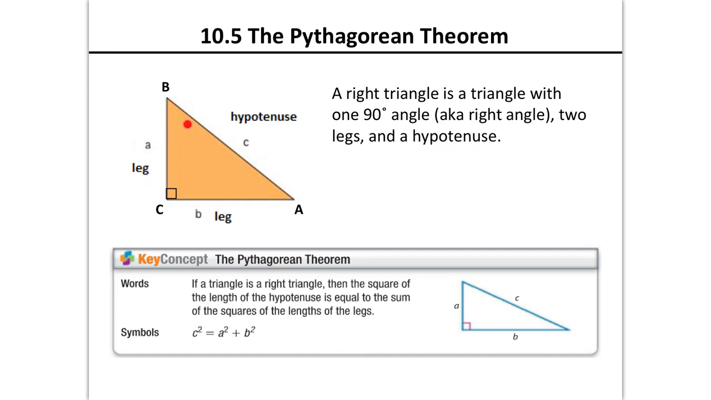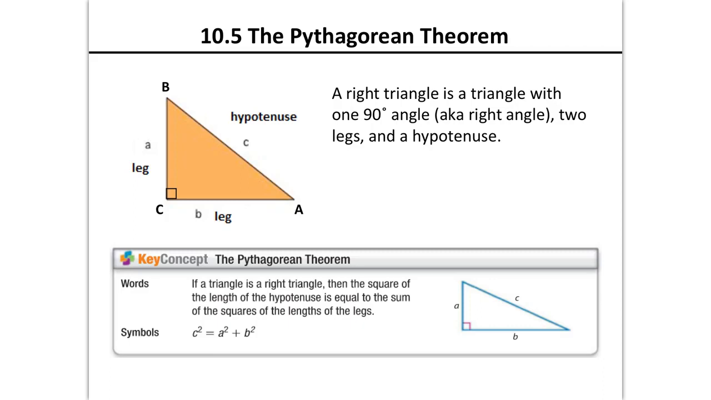Now, you can see the picture of a triangle on this side of the screen, and we do have two legs with the third side of the triangle called the hypotenuse. The hypotenuse is the longest side of a right triangle. That side is always across from the 90-degree angle or the right angle.